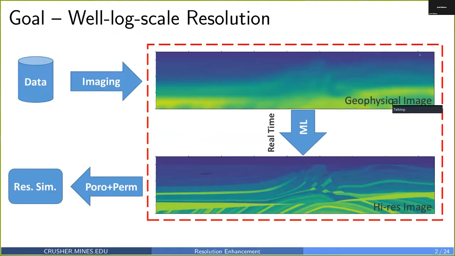Berkeley National Lab. Usually when we perform geophysical imaging, we obtain an image that is shown on the top right, an image that is of lower resolution than what we see in well logs. Our goal in this research is to employ machine learning so that we can enhance the resolution of this low resolution geophysical image to something that is close to that of well logs. The advantages would be numerous, including more accurate reservoir simulation, more accurate interpretation, and so on. Our goal here is to enhance the resolution of geophysical images to close to that obtained by well logs.